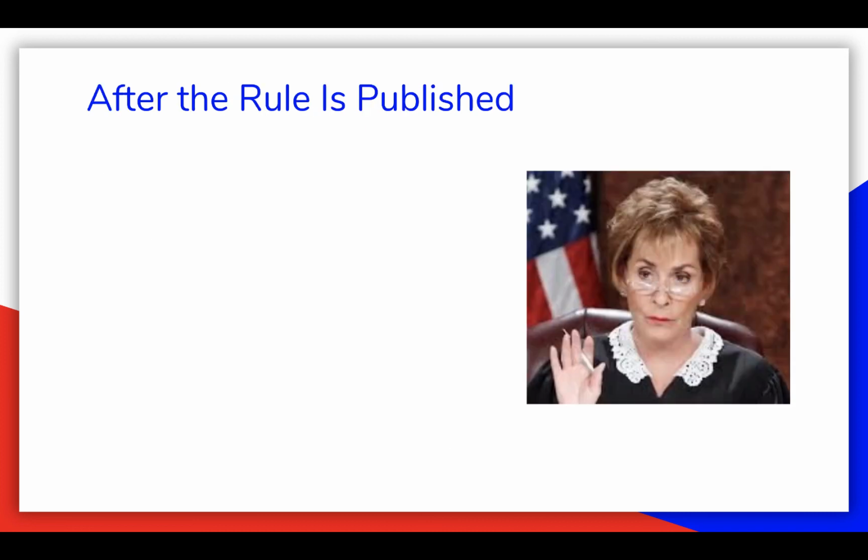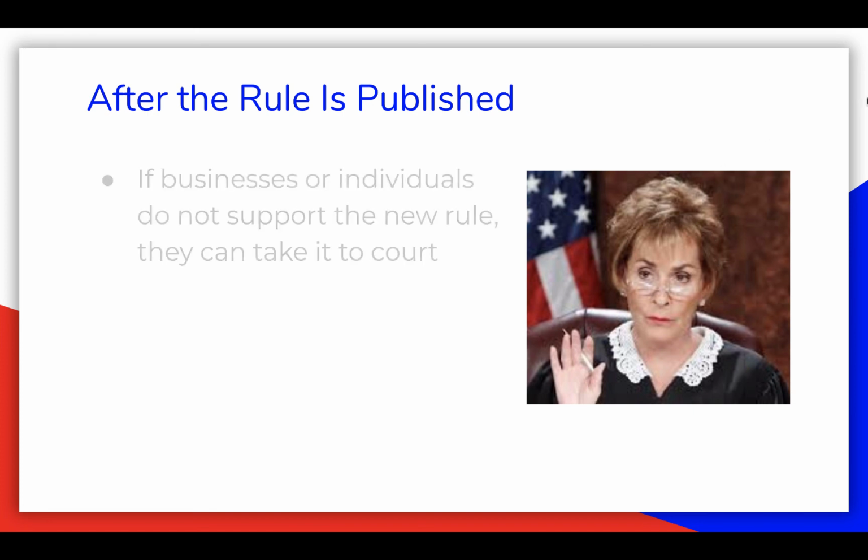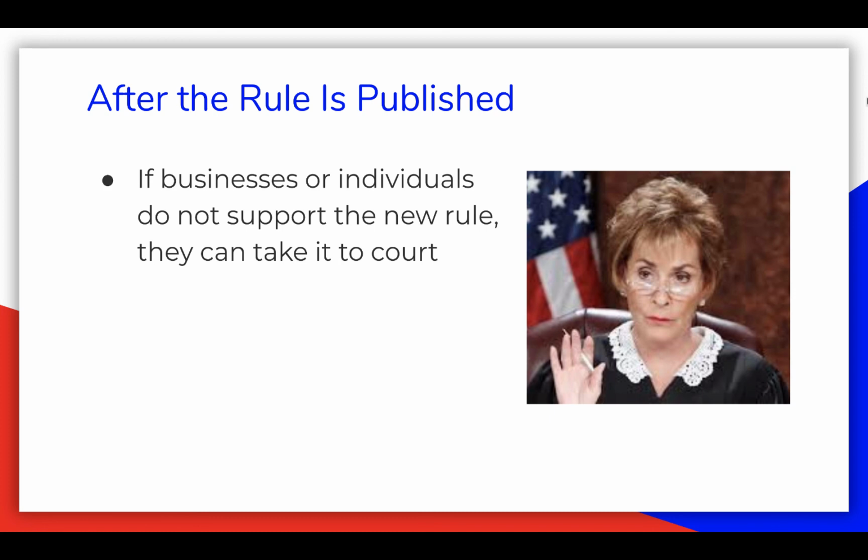Now, what happens after a rule is published? If businesses or individuals do not support the new rule, they can take it to court and dispute it. This is another way in which organizations can influence the rules, although typically they prefer to influence earlier in the process. Once a rule has been put into law, once it has been codified, it becomes very tricky to undo that. So they want to intervene earlier in the process.